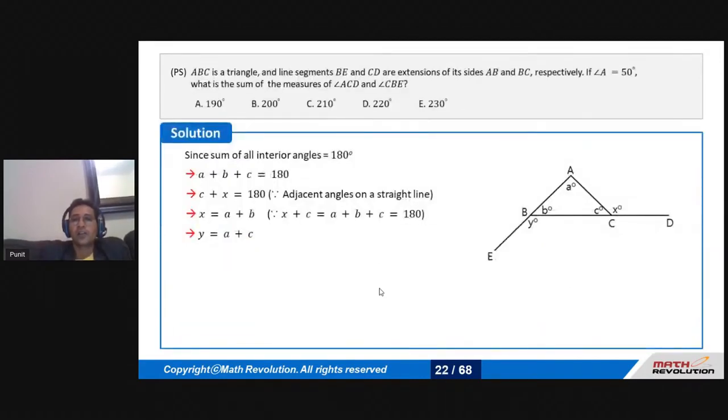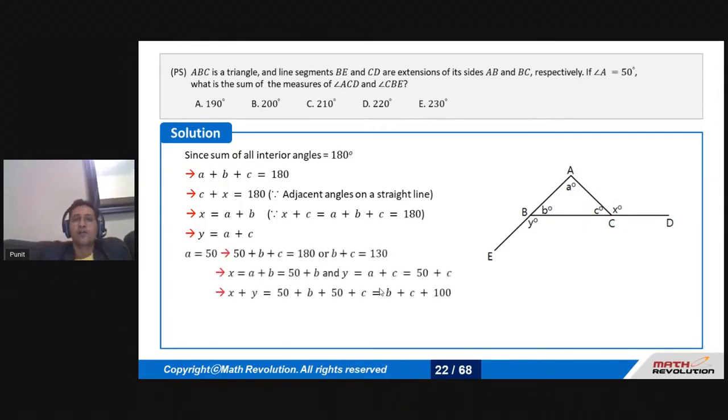Now let's talk about this particular way. A plus B plus C would be equal to 180 degrees because the sum of all the angles in a triangle is 180, and C plus X is 180. Also X is equal to A plus B. An exterior angle is equal to the sum of the two opposite angles. Y is also an exterior angle, so Y is equal to A plus C. Now since we have to find the value of X and Y added up, A is already given as 50 degrees. That makes B plus C plus 50 equal to 180, or B plus C equals 130.